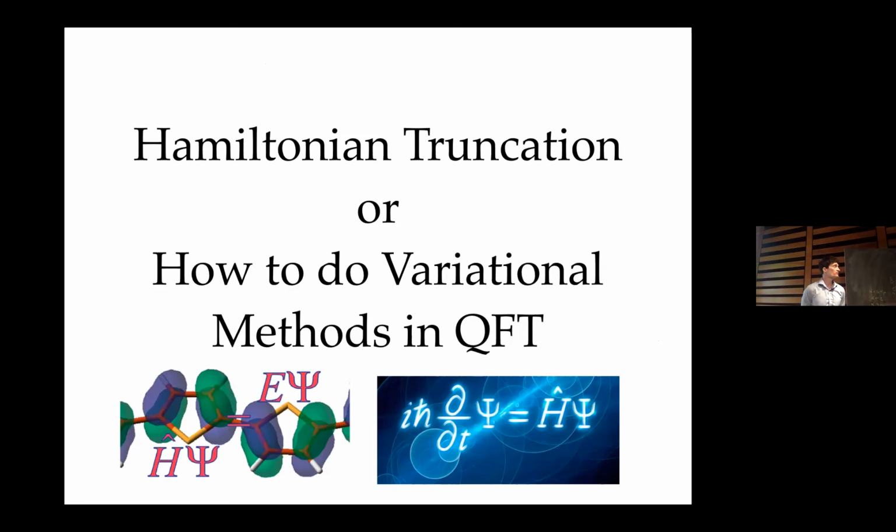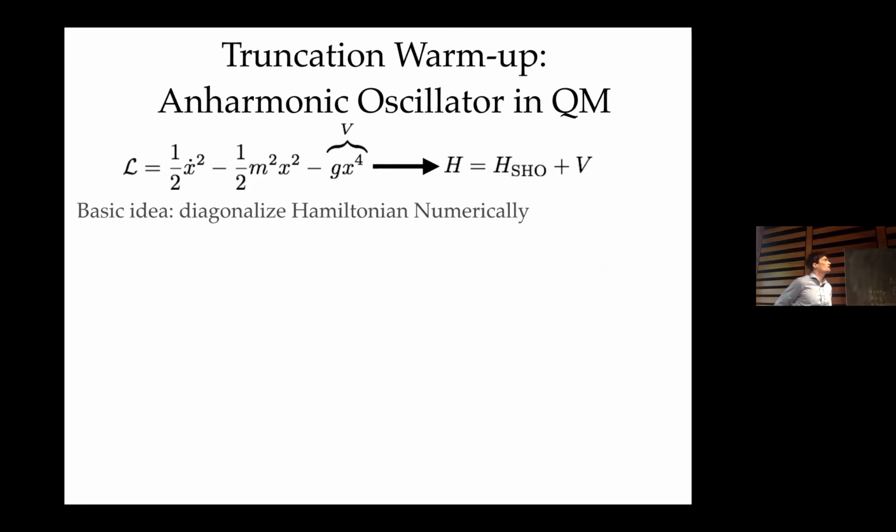Hamiltonian Truncation is an example of a variational method in quantum field theory. As far as I know, it's basically the most successful variational method in quantum field theory. And so let me tell you a little bit about what that is. And I'm going to do this with a simple warm up. Probably the simplest example I know is the anharmonic oscillator. And so this has some structure, which we'll be coming back to in QFT. The important structure here is that there's a part of it which is a solvable Hamiltonian, the simple harmonic oscillator part. And then there's another part, which is the interaction term x to the 4.